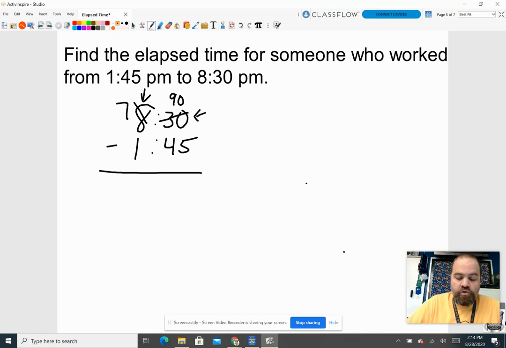So when I go to subtract, I've got more than enough minutes to take 45 away from. So when I subtract 45 minutes from 90 minutes, I'm left with 45 minutes. Just a coincidence that they're the same. Now over here in the hours column, I can subtract 7 minus 1. 6 hours, 45 minutes. You can borrow in a time subtraction problem. You just can't borrow the same way.